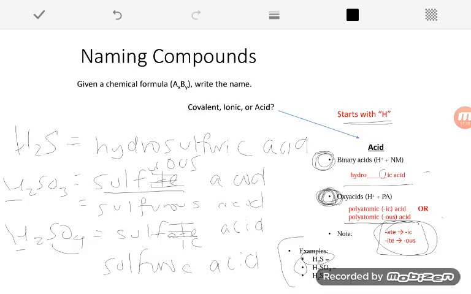So this is why we have to have different rules for each of these, because H2S is hydrosulfuric acid, H2SO3 is sulfurous acid, and H2SO4 is sulfuric acid. So we had to find a naming system that gave us different names for each of these three compounds, and that's why we have the set of rules we have over here. So overall, we need to be able to name covalent compounds. We use prefixes. Ionic compounds, it's metal plus a nonmetal or metal plus a polyatomic. Sometimes we have to give the charge of a transition metal. Or acids, which start with an H, and we have to break them up into these two categories, binary acids and oxyacids.